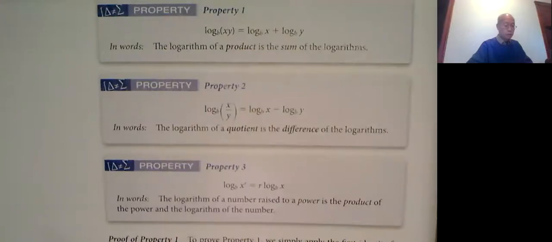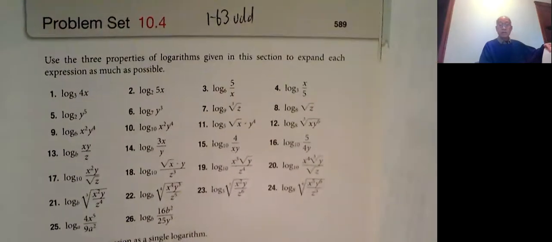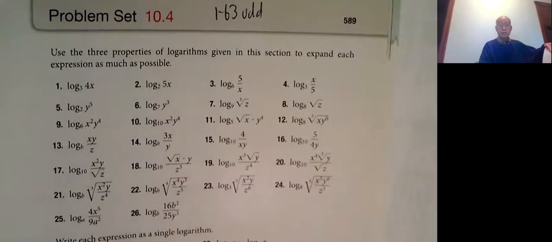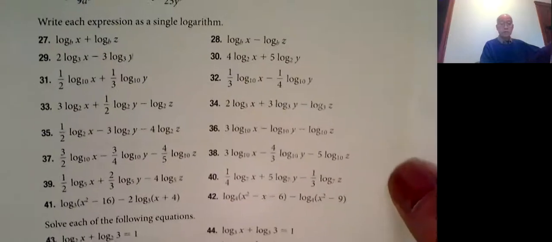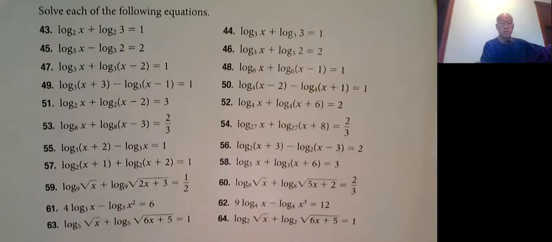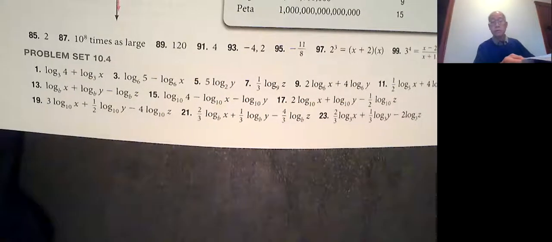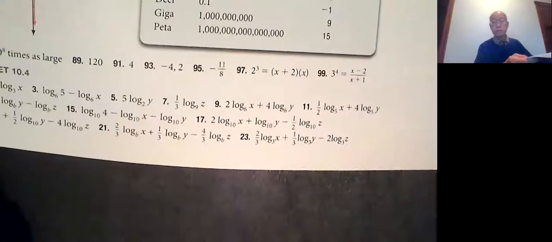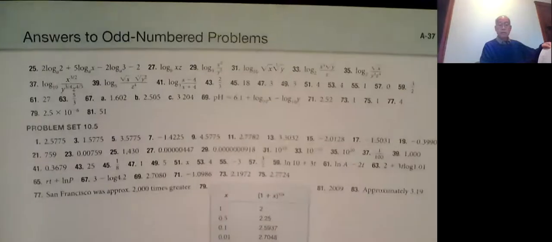Okay, so now for the homework problems. 10.4, we have 1 to 63 odd. So page 589. So 1 to 63, there's up to 25 or so. And some more. And that shows you everything up to 63. And answers in the back. Scroll over a little bit. And then the top of the next page for the rest of 10.4.